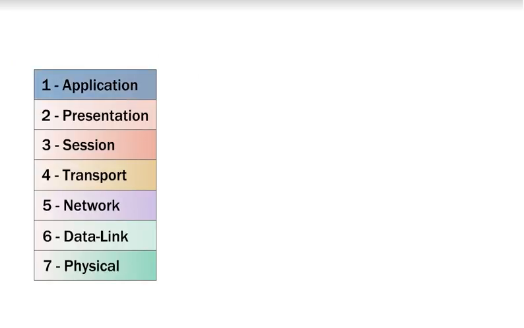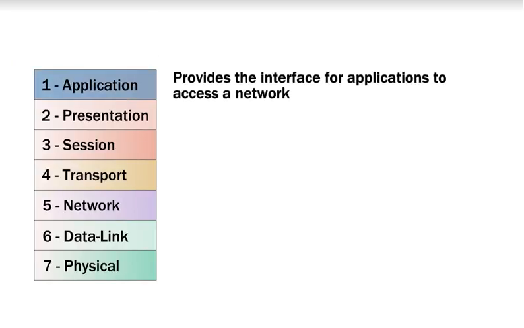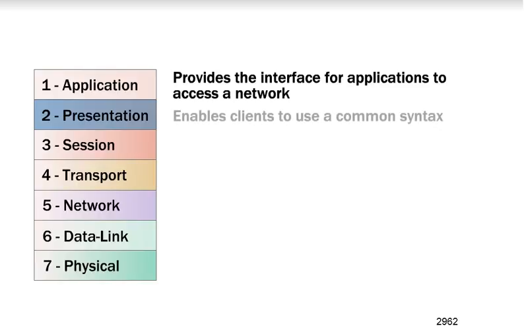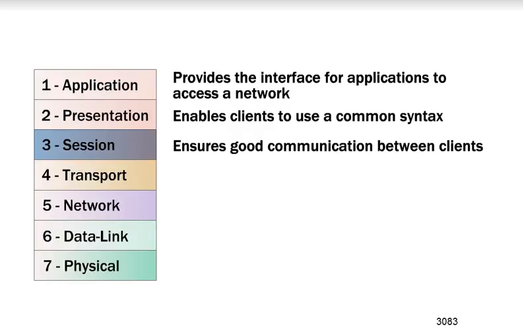At the application layer, network access is provided to applications, such as the ability of your word processor to load files from a server or to send a document to a print device. At the presentation layer, the client computers that are communicating with each other choose the best syntax that they have in common. At the session layer, protocols maintain the connection between the communicating clients.